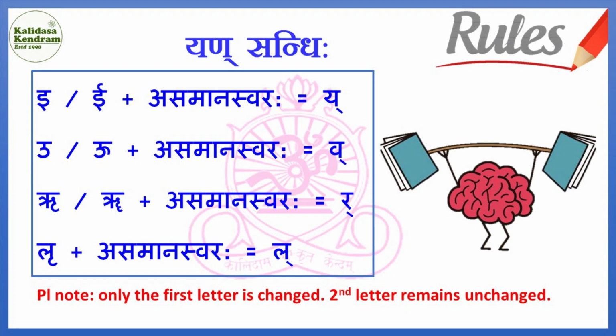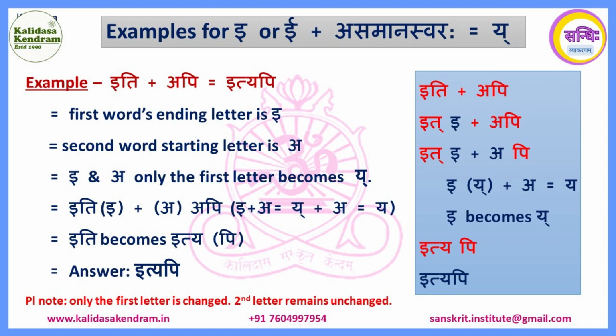Kindly go through the rules once again. The first word should end with I or Ee, U or Oo, Ri or Ree, or Lri. The second word should not start with the same alphabet. So the changes happening: I or Ee becomes Ya. U or Oo becomes Va. Ri or Ree becomes Ra. Lri becomes La. Now we move on to the examples. It's one of the important Sandhis, so you all will learn it properly.